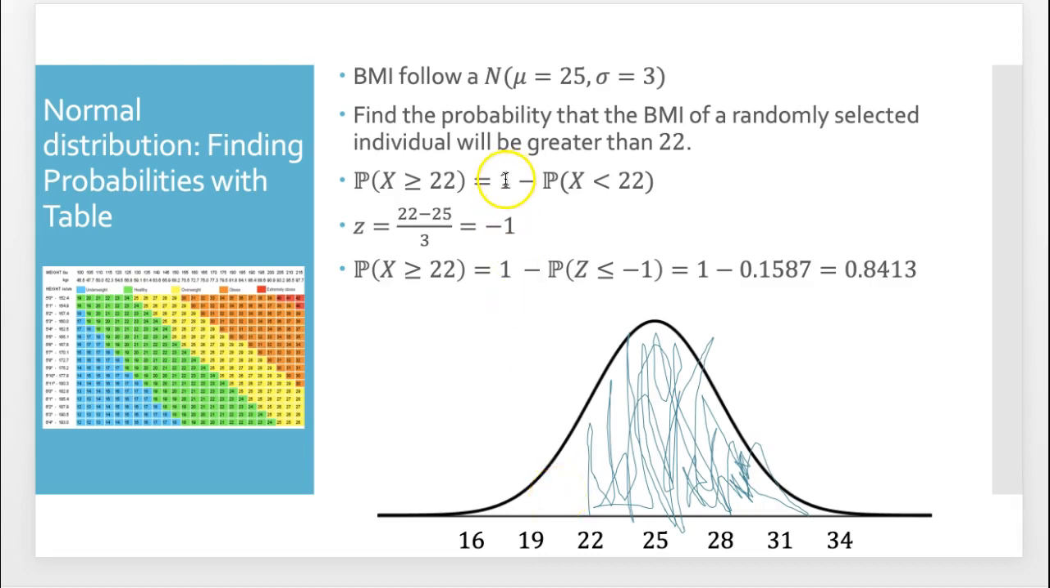So let's find our z-score. We do 22 minus the mean, divided by the standard deviation, and make sure that this order is correct. We're always subtracting the mean. If you did the mean minus 22, you would get a different result. It's always subtract the mean away. So what we get here is -1. Remember, what does this mean? That means a BMI of 22 is 1 standard deviation below the average BMI of 25.